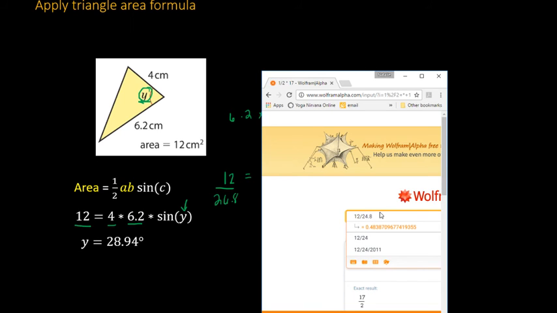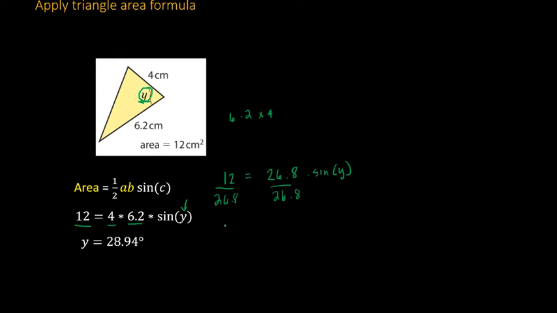So I've got 12, simplifying, I get 0.48387. So I simplified, I did 4 times 6.2, I got 24.8. Then I divide both sides of the equation by 24.8, and I get 0.48387 equals sine y.